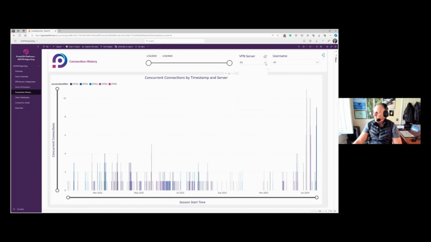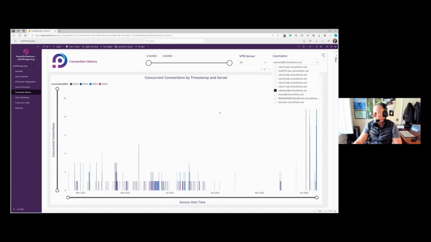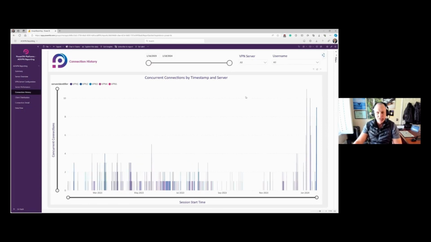Not only can I filter this particular report by server, but I can also drill down and identify specific users. So this is really helpful because I can look and see how busy a specific user is over time, should I decide to drill down that far.